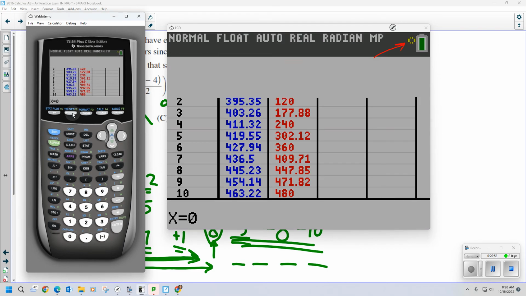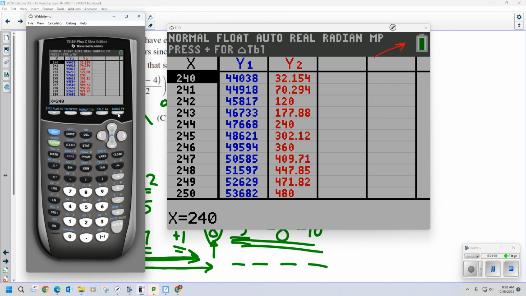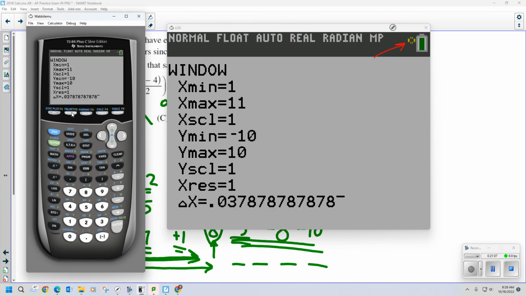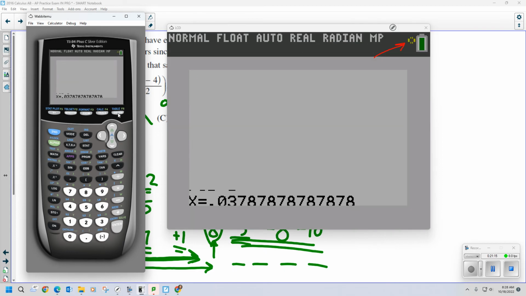So let's go to the second table set. Let's start at 240. I just want to see how high this thing goes. Oh my God. All right, well, let's go to window and let's just go from 0 to 400. We'll go by 100s. Let's just go way up high. Oh, I got to go higher. Look. Oh my goodness.